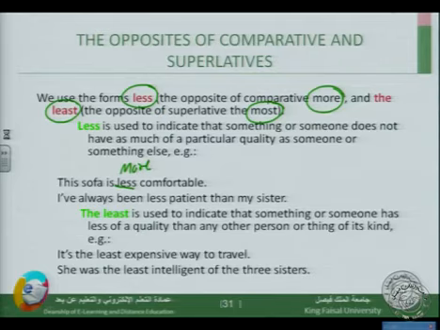أما least is used to indicate that something or someone has less of a quality than any other person or thing of its kind. مثلا, it is the least expensive way to travel. إذا بدي أعكسها بحكي the most expensive.